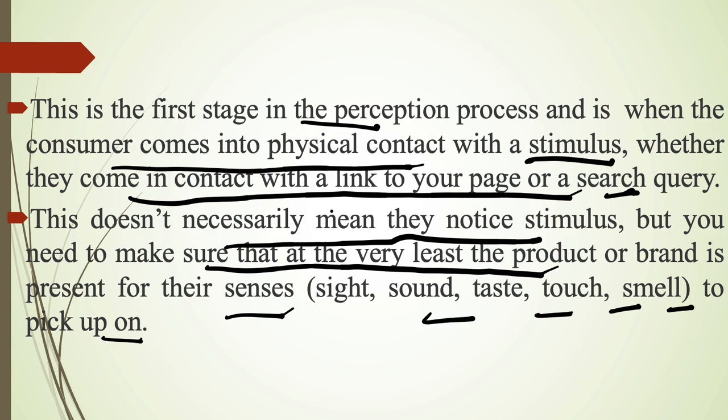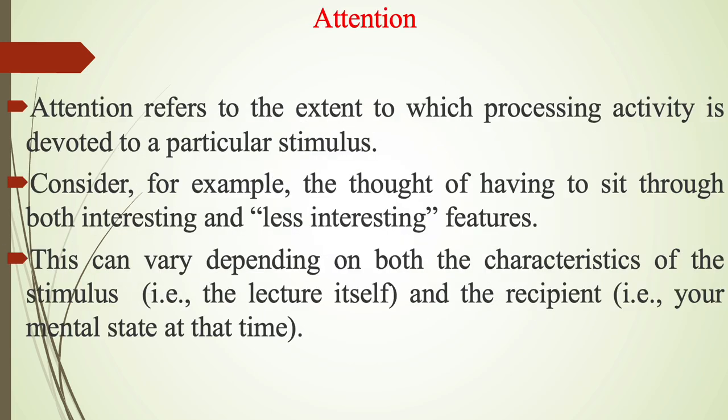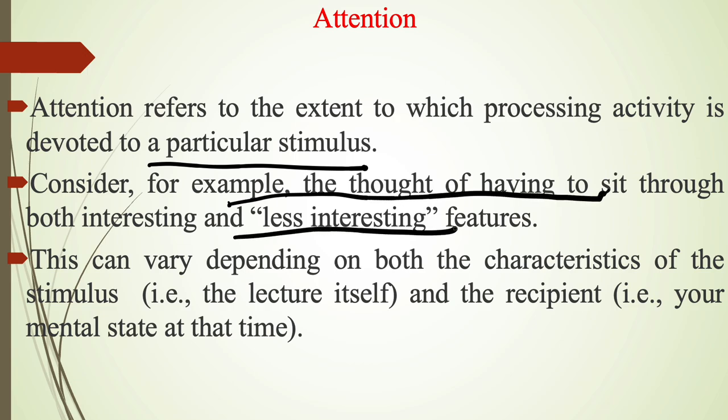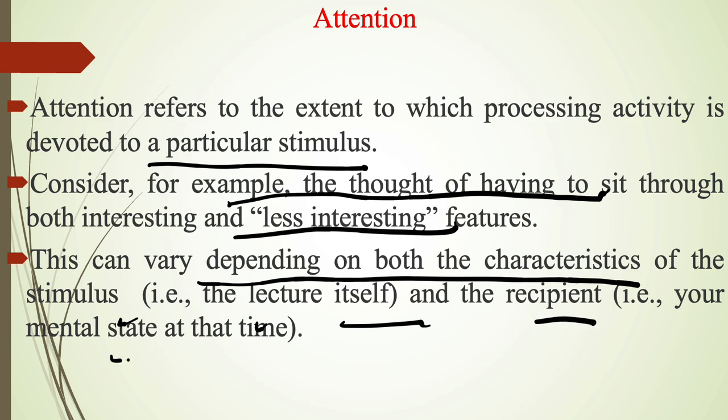The second is attention. Attention refers to the extent to which processing activity is devoted to a particular stimulus. Consider, for example, the thought of having to sit through both interesting and less interesting lectures. This can vary depending on both the characteristics of the stimulus, that is, the lecture itself, and the recipient, that is, your mental state at that time.